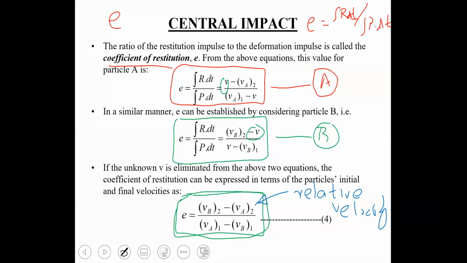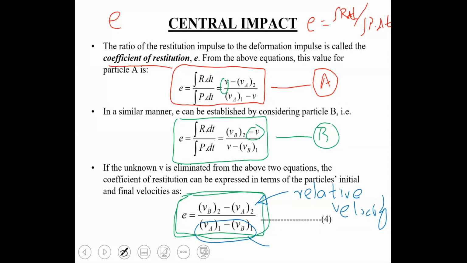Relative velocity of the final. It is basically representing the relative velocity of these particles just after collision, isn't it? Okay, what about the denominator? What does this represent? It again represents the relative velocity of these particles just before collision.